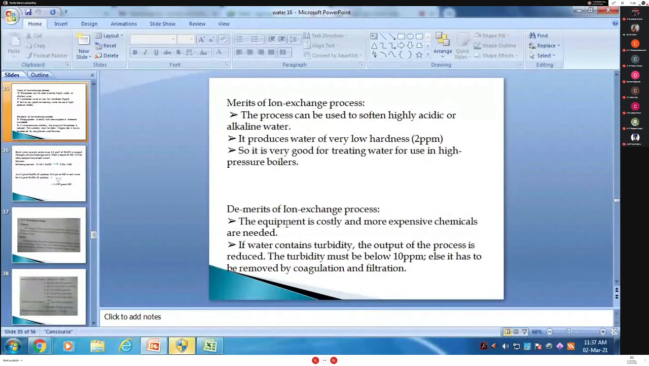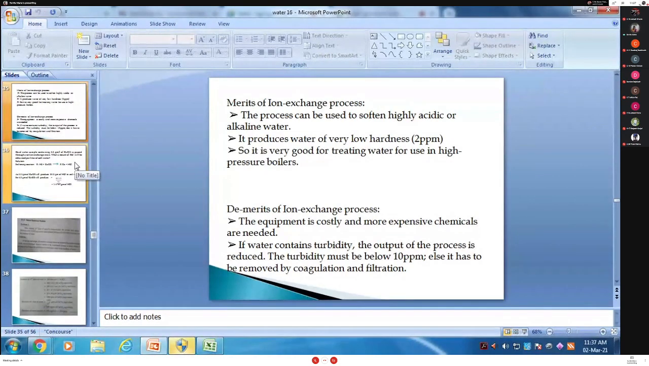Then the demerits of the ion exchange process: the equipment is costly and more expensive chemicals are needed. Second, and it is very important, if water contains turbidity, the output of the process is reduced. The turbidity must be below 10 ppm, else it has to be removed by coagulation and filtration. What process is to be done here? It is very important, the coagulation and filtration. Then the problem based on this is again important.